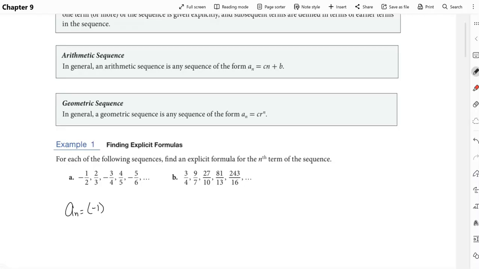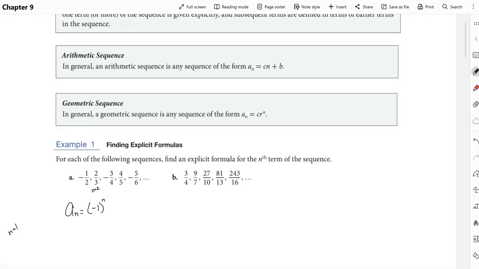So I could think about negative 1 to the n, and I'm thinking about starting where n equals 1. So if n is 1, I'm going to get a negative term. If n is 2, so this term would correspond to n equals 2, I would have negative 1 squared, which would be a positive term, and then a negative, and then a positive, and a negative. So that negative 1 to the n is going to give me that alternating pattern that I'm looking at.